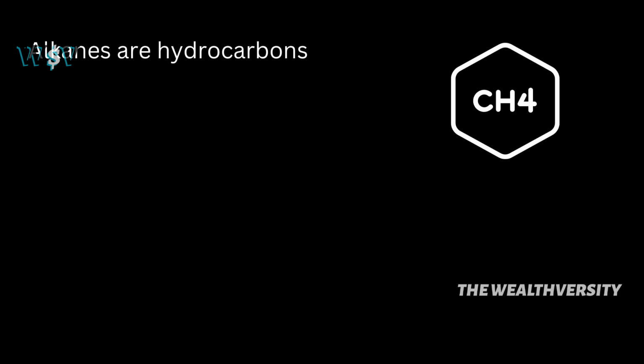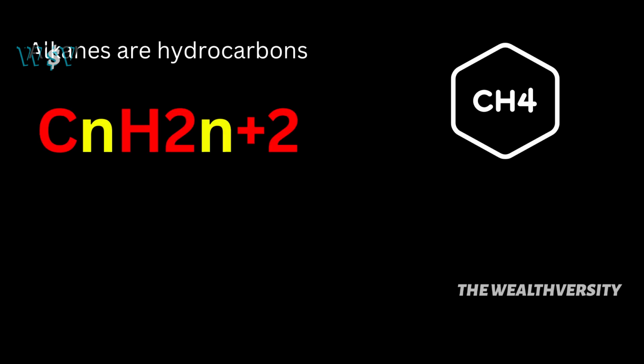Now, what are alkanes? Alkanes are hydrocarbons. A hydrocarbon is a compound that is made of only carbon and hydrogen. Alkanes can only form a single bond between its carbons, unlike other organic compounds such as alkenes and alkynes, which are explained in another video. The general number formula for alkanes is CnH2n+2.